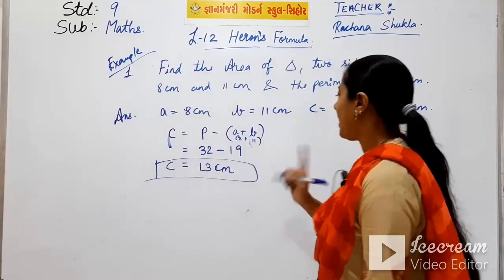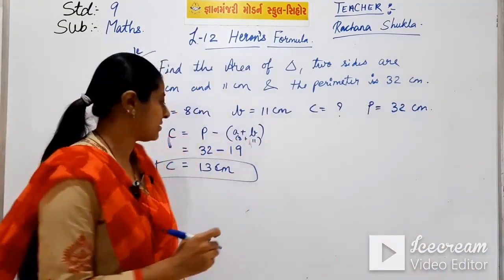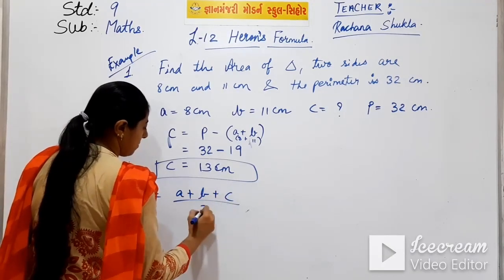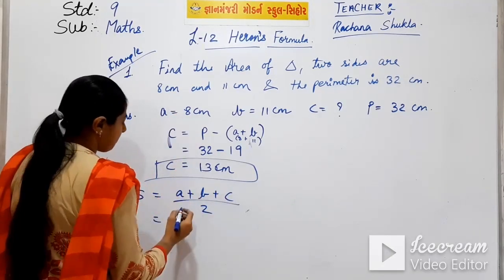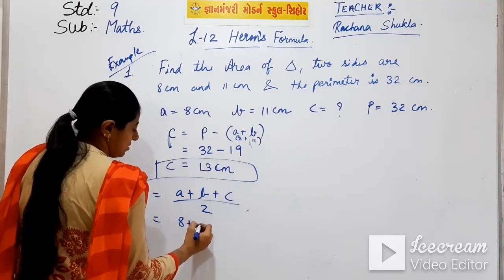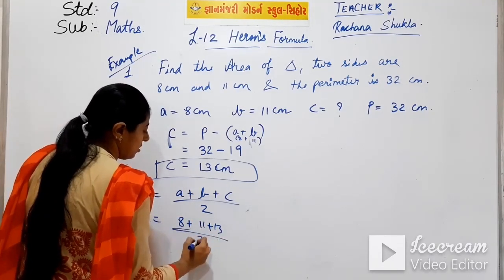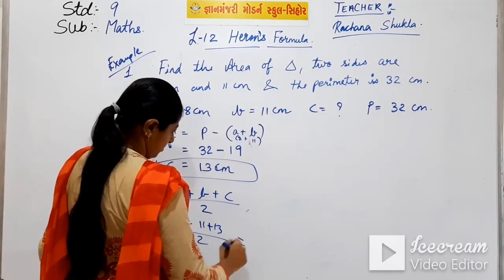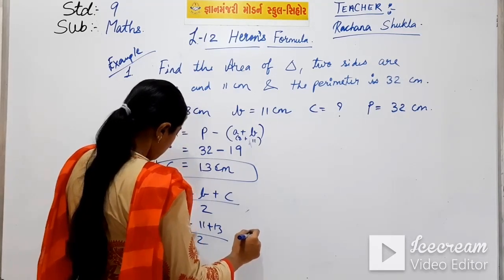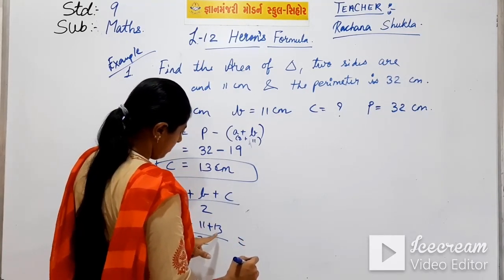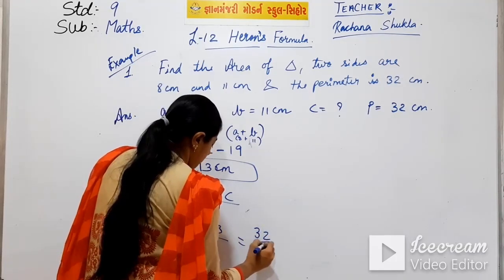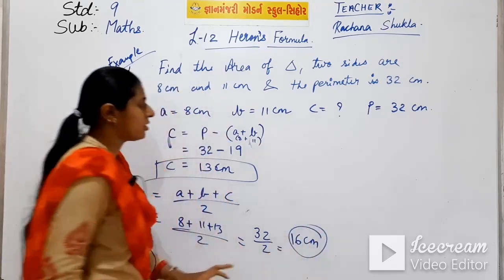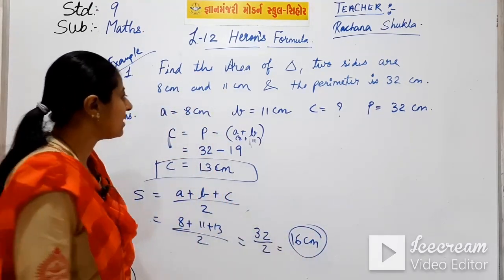Now we will find out S. So for finding out S equal to A plus B plus C upon 2. That means 8 plus 11 plus 13 upon 2. Eight plus 11, 19, 32 upon 2, that is 16 centimeter. What is your S? Your S is 16 centimeter.